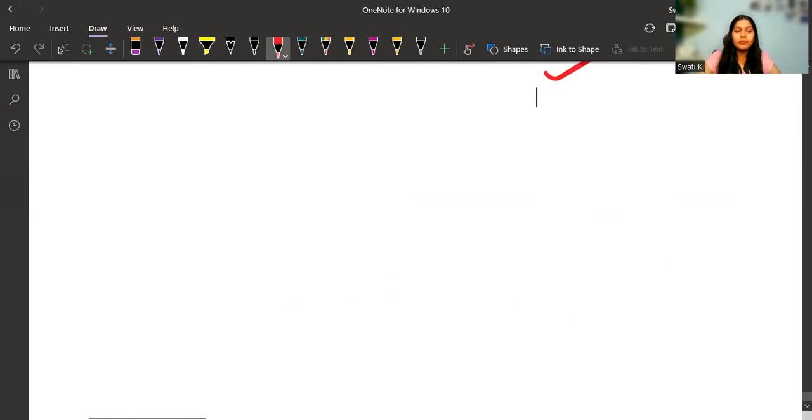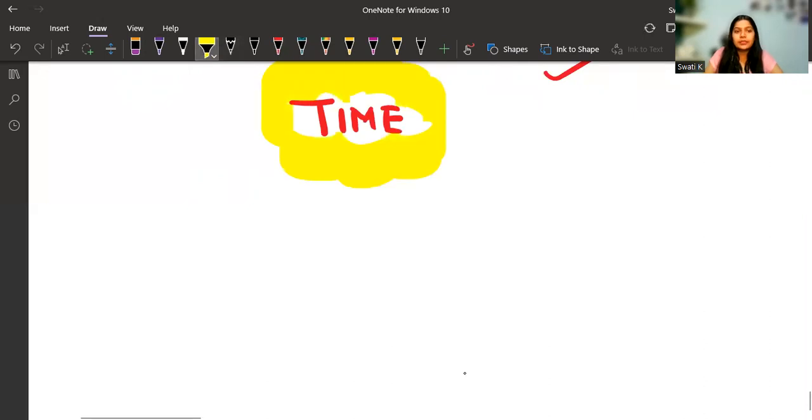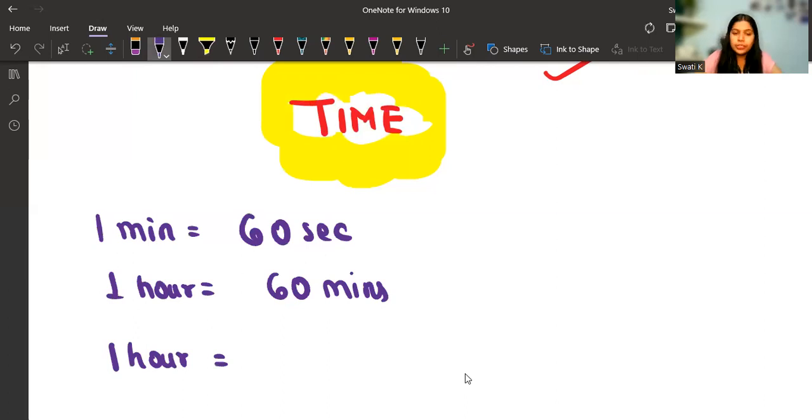Again, I want all of you to take a guess which conversion I'm talking about. Okay. So if you have guessed time, yes, you are absolutely correct. I'm also going to make you understand how you can do the conversion in time. It's very simple. We know that 1 minute equals how many seconds? 60 seconds. 1 hour equals how many minutes? 60 minutes. If I ask you 1 hour equals how many seconds? It's very simple to find out. How? Because my question is 1 hour equals how many seconds?